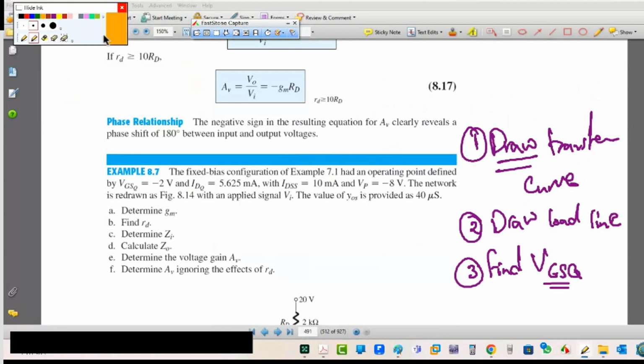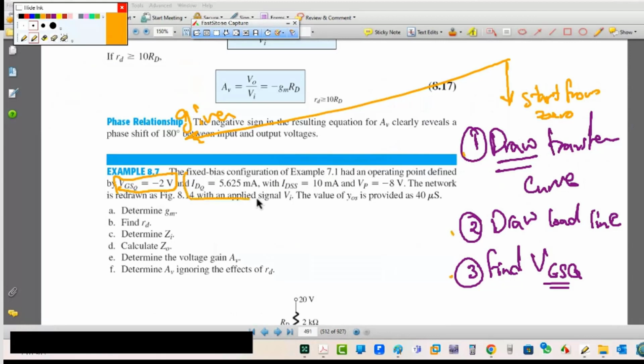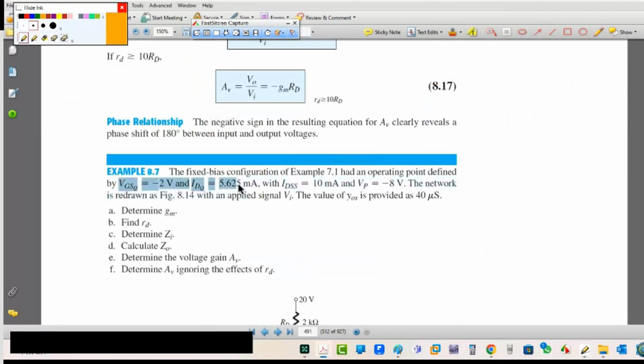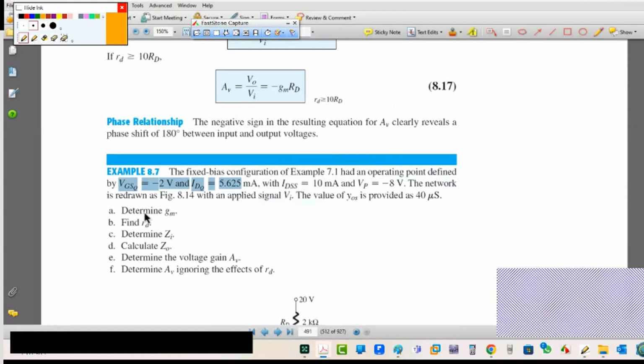In the exam, you have two questions. Either start from 0, or I will give you directly VGSQ. Clear? So we have two methods: start from 0, or given in the exam. It's very important. So I will give you VGSQ, then you have an IDQ, then you have to start. In an exam we have two ways. First way, start from 0. Second way, start from this one. So now, let's say I give these two parameters, VGS as working point and IDQ as working point.